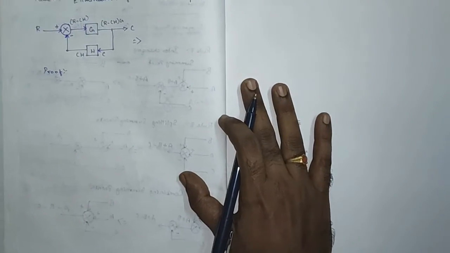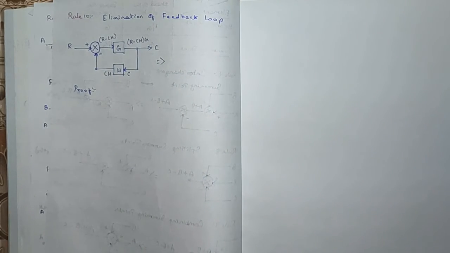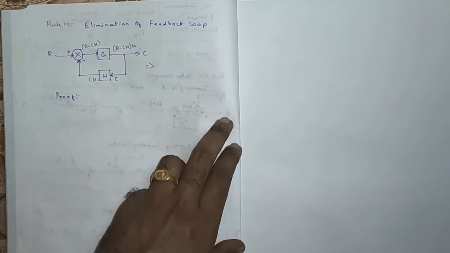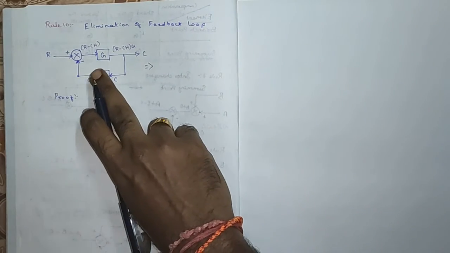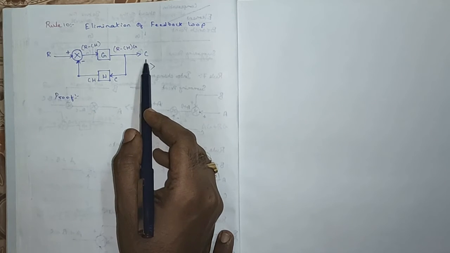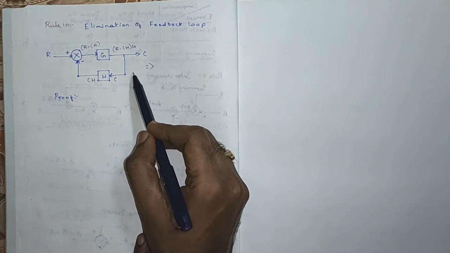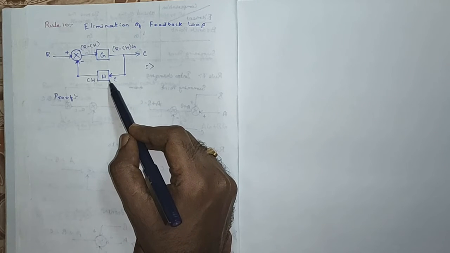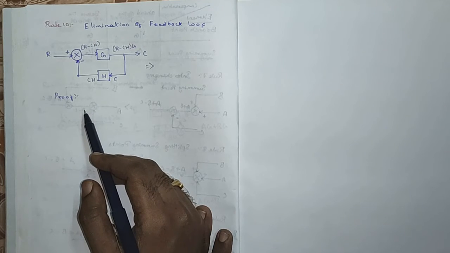The last thing we are supposed to observe here is whether we have a feedback loop. If we have a feedback loop, we are supposed to eliminate that feedback loop. Consider we have a feedback loop. I have mentioned a feedback loop here. R is the input, C is the output. It is given through a transfer function G, and a part of output C is taken and given to a feedback element H, and it is given to the summing point. Right?